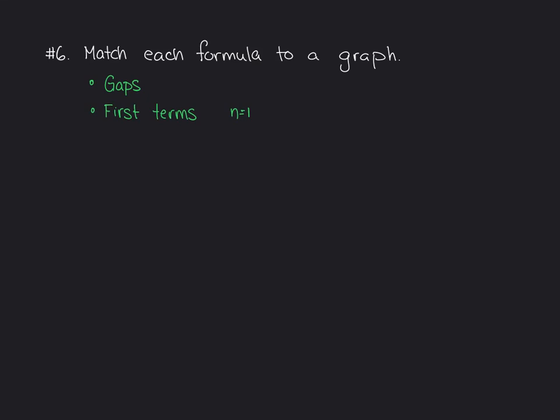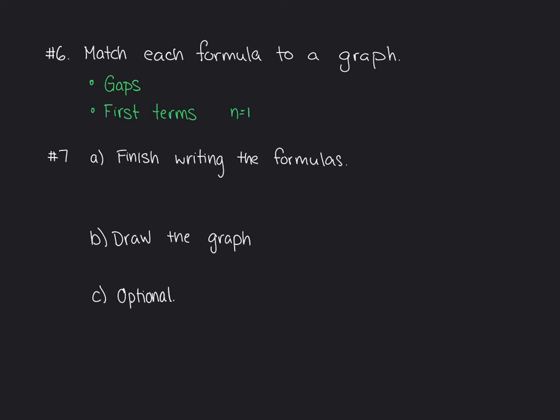For question number 7, they give you the beginning of some formulas, so they'll give you the coefficient with the variable, and they'll give you the operation, and then you fill it in. So you could do 3n plus 12, or 524, or plus 2, right? Whatever you want to do. And then for each of those formulas, you're going to draw a graph.